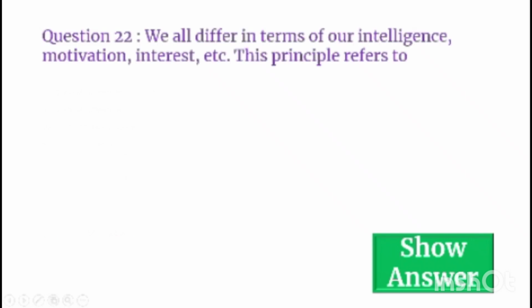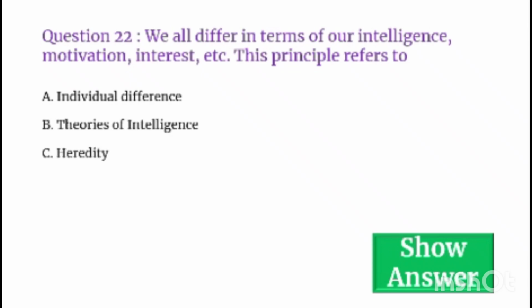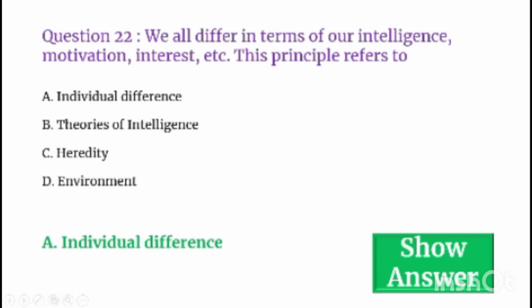Next question on your screen, 22. We all differ in terms of our intelligence, motivation, interest, etc. We all in this world, my dear future of country, differ in terms of our intelligence, motivation, interest, etc. These principles refer to what? A. Individual difference. B. Theories of intelligence. C. Heredity. D. Environment. What would be the appropriate answer? That is individual difference. Yes, all differ in terms of intelligence, motivation, interest, etc.